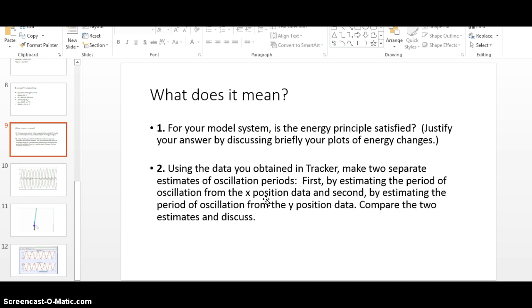Now looking at the second question, using the data you obtain in Tracker, making two separate estimates of oscillation periods. First, by estimating the period of oscillation from the x position data, and second, by estimating the period of oscillation from the y position data. Compare the two estimates and discuss.